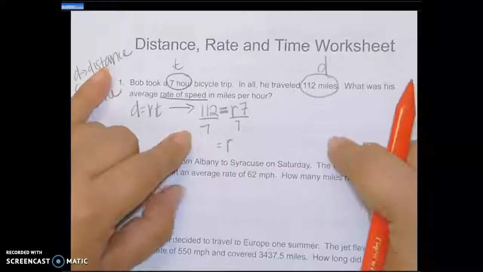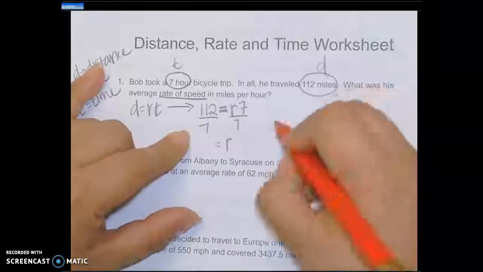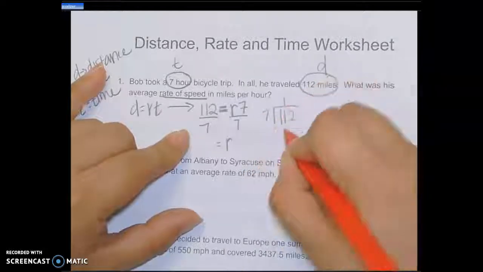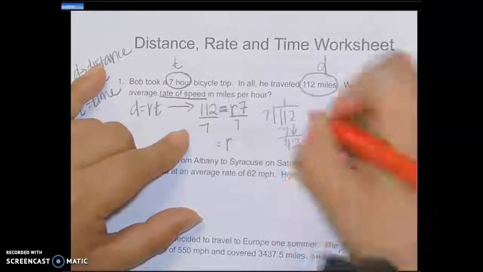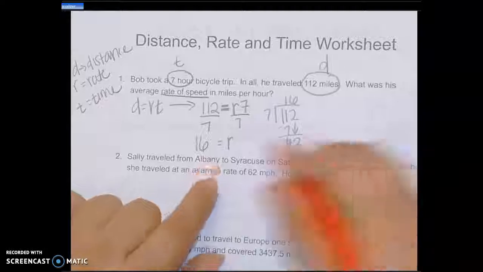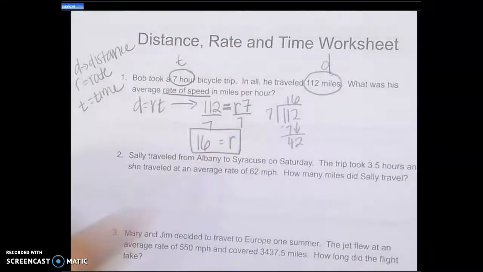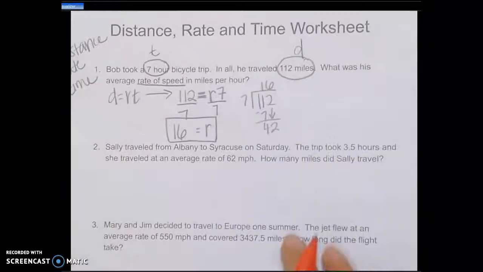I will allow you to use a calculator for these problems because some of them aren't pretty and it's going to take you a while. But if I take 112 over here to the side, divide by 7, it goes in 1 time. I subtract, I bring down this 2, and I know it goes in 6 times. So my rate is 16 miles per hour. Go ahead and put a box around your answer. And that's it.